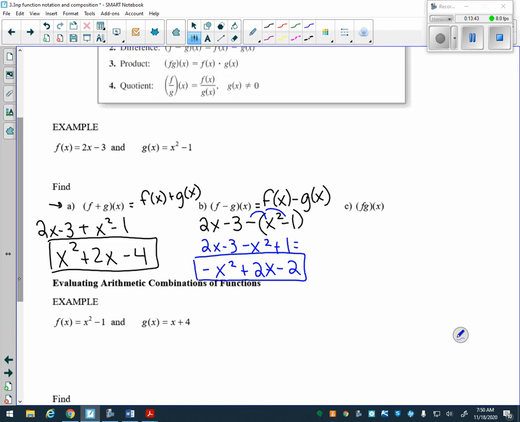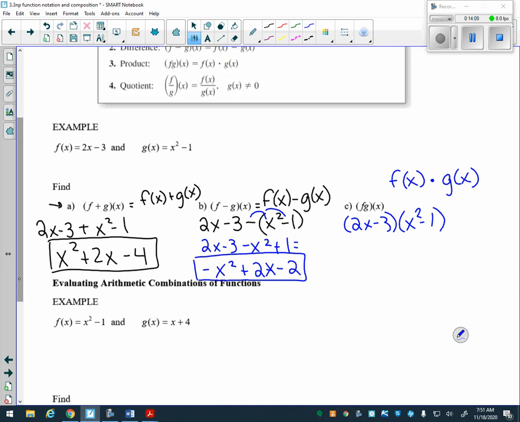Okay, then C is multiplication. It's f of x times g of x. So you take both functions, f of x, 2x minus 3, and then you have x squared minus 1. And here you are foiling through, okay?